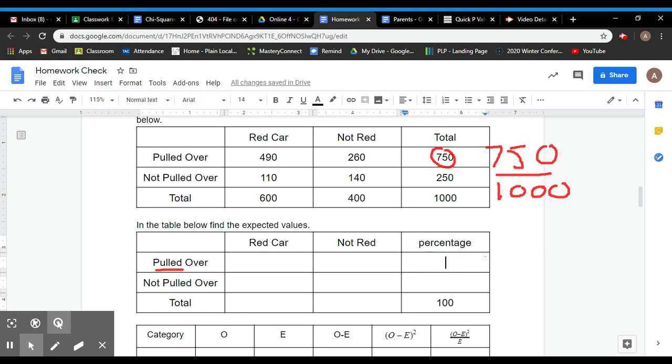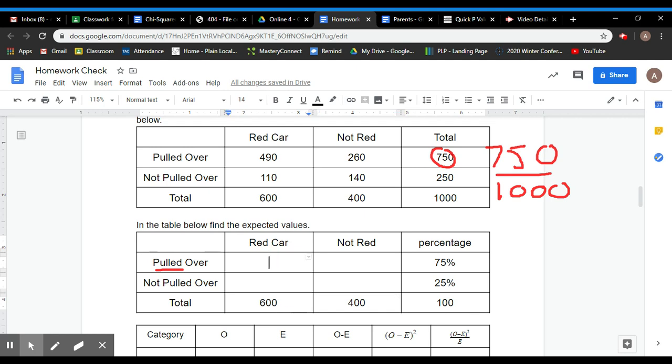That gives you 75%. You do the same thing for the percent of people not pulled over, or you could just do 100% minus 75%, which is 25%. So there are my percentages. That's done. Next, I'm going to enter the 600 and the 400 here because those stay the same.